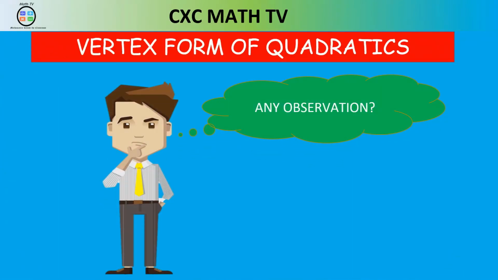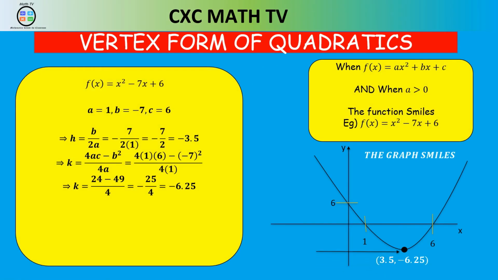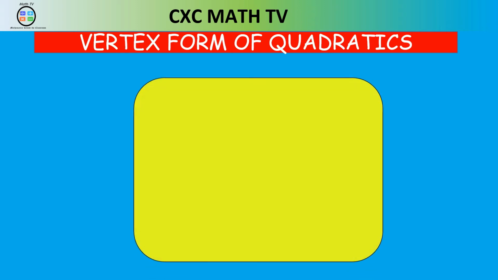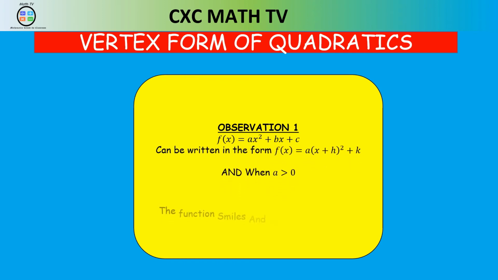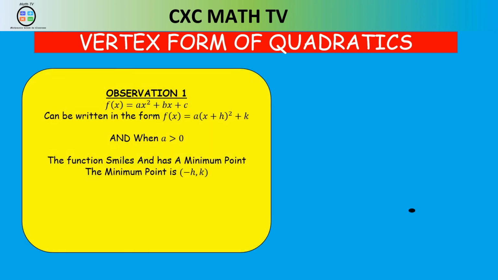So what we can conclude then is what we observe is any function f of x, when it is written in the form a in bracket x plus h squared plus k, when a is greater than 0, the function is going to smile. When the function smiles, the function is going to have a minimum point. And the minimum point is going to be negative h, k. This is instrumental in allowing us to sketch the graph of the function. So that's observation 1. C is going to be the y-axis intercept.